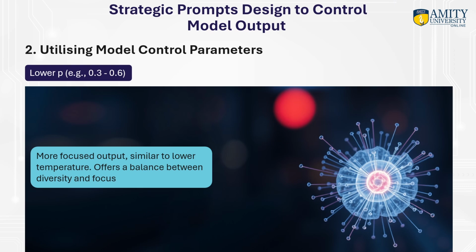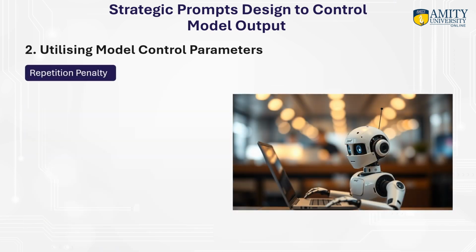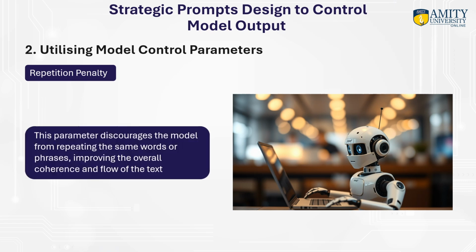Then you can also have a controlling parameter, let's say repetition penalty. You may have seen that even if you regenerate your output, you get the same thing as a response again and again. This parameter discourages the model from repeating the same words or phrases, which improves the overall coherence and flow of your text. So you will not get the same flow of text again and again, but more variety of words or phrases which your model uses to answer your question.